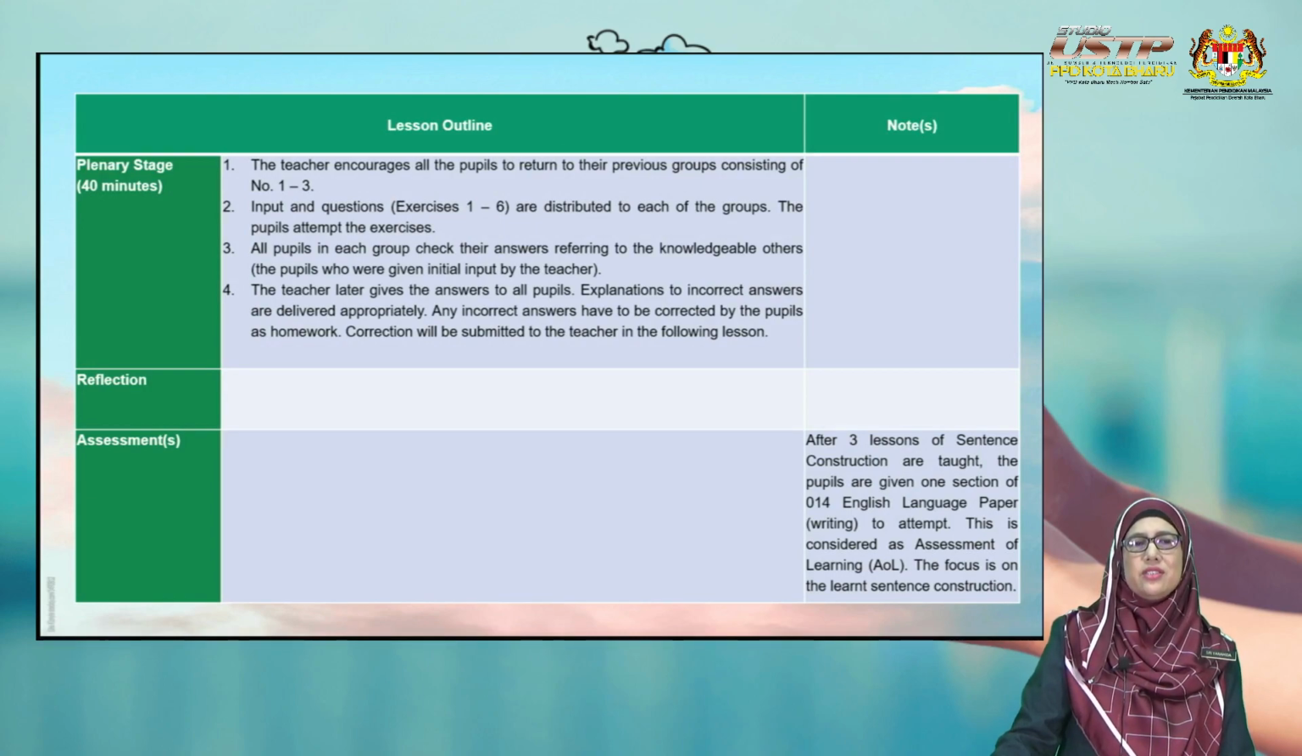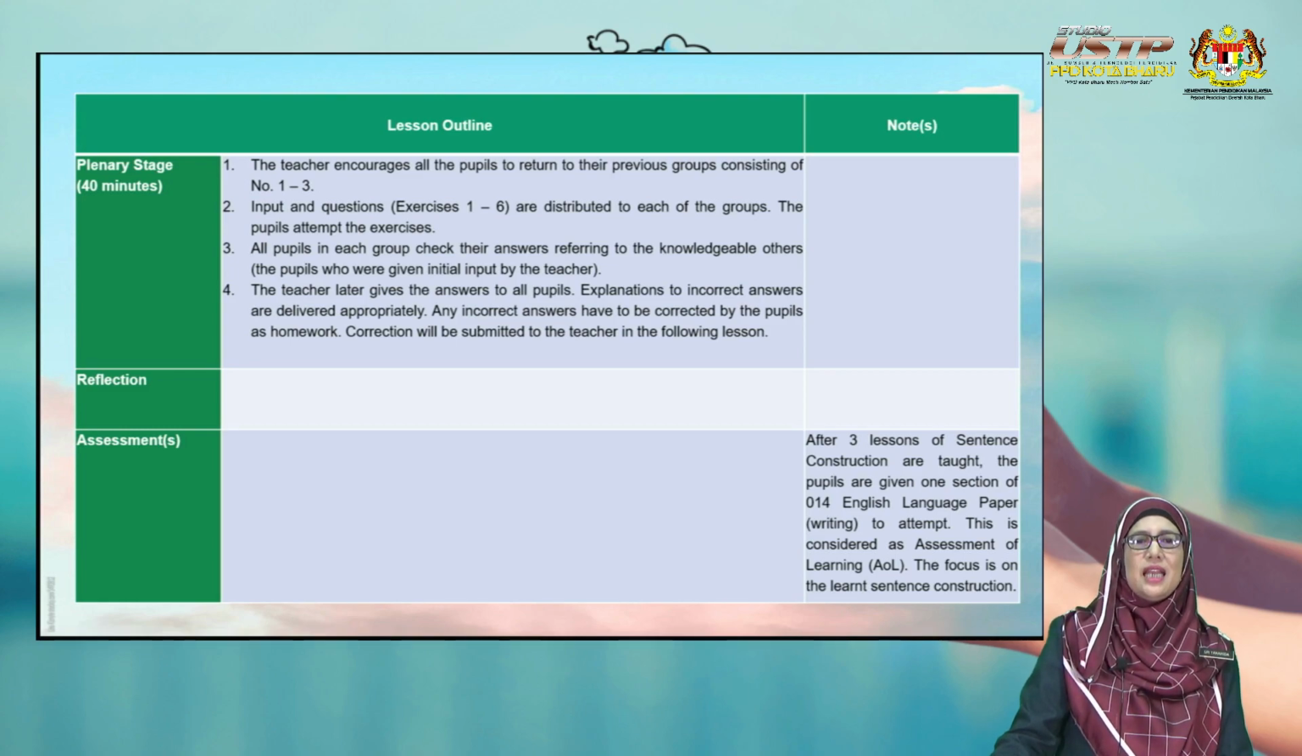After the main stage, we move on to the plenary stage. Time allocated is 40 minutes. Look at the lesson outline. Number 1, the teacher encourages all the pupils to return to their previous groups consisting of number 1, 2, and 3. Number 2, input and questions are distributed to each of the groups.